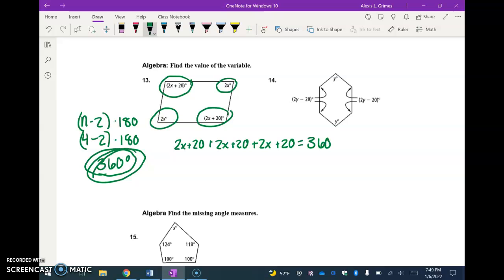So then we have to combine our like terms. We have 2x, 2x, 2x. Did I forget one? I did forget one. We'll put it over here. There should be 8x and then 2, 4, 6, 8. 8x plus, then we have to add the rest of our like terms together, so we have 60. 20, 40, 60, right?